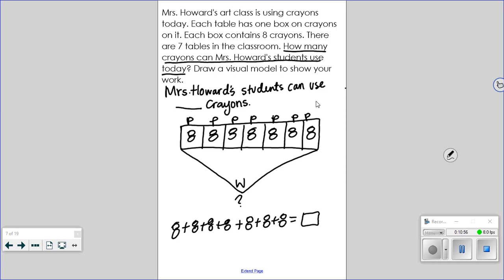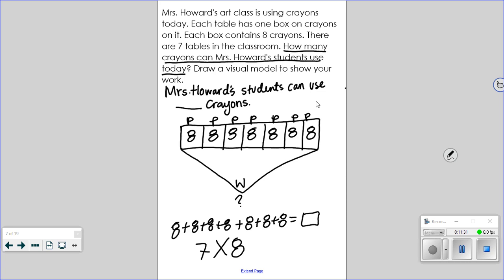Scarlett? You could break it in half and put some together. Maybe. Eliana? You could add the 8s together. Nope. Friendly? 7 times 8? Yeah. Oh, I was thinking, I have 7 groups of 8. That's a much shorter equation.